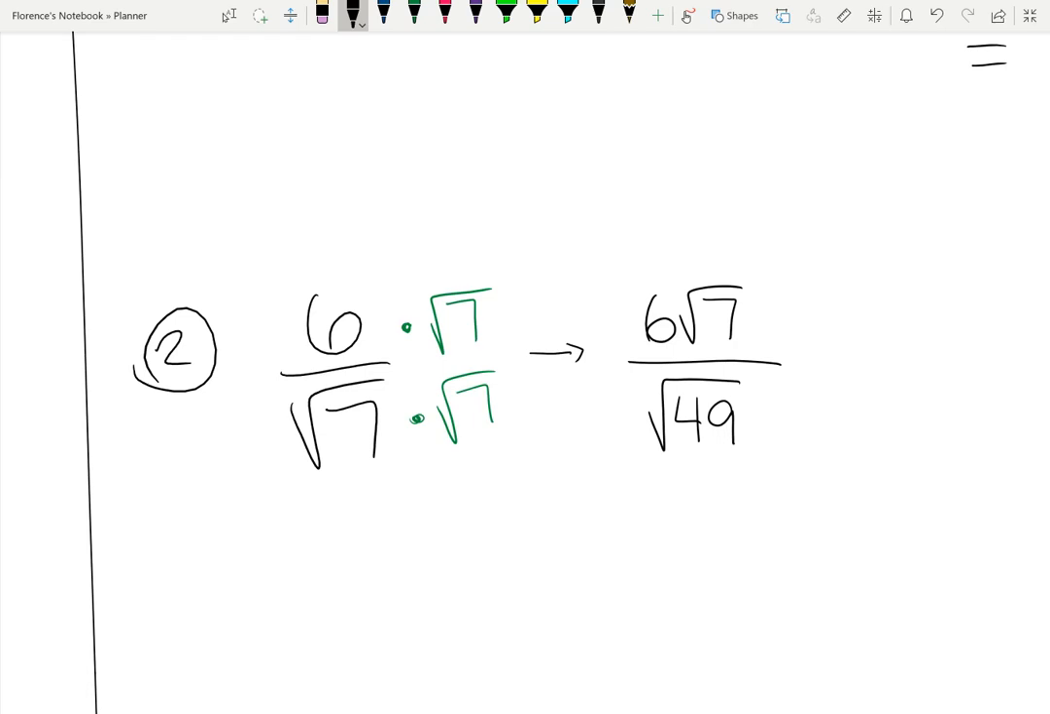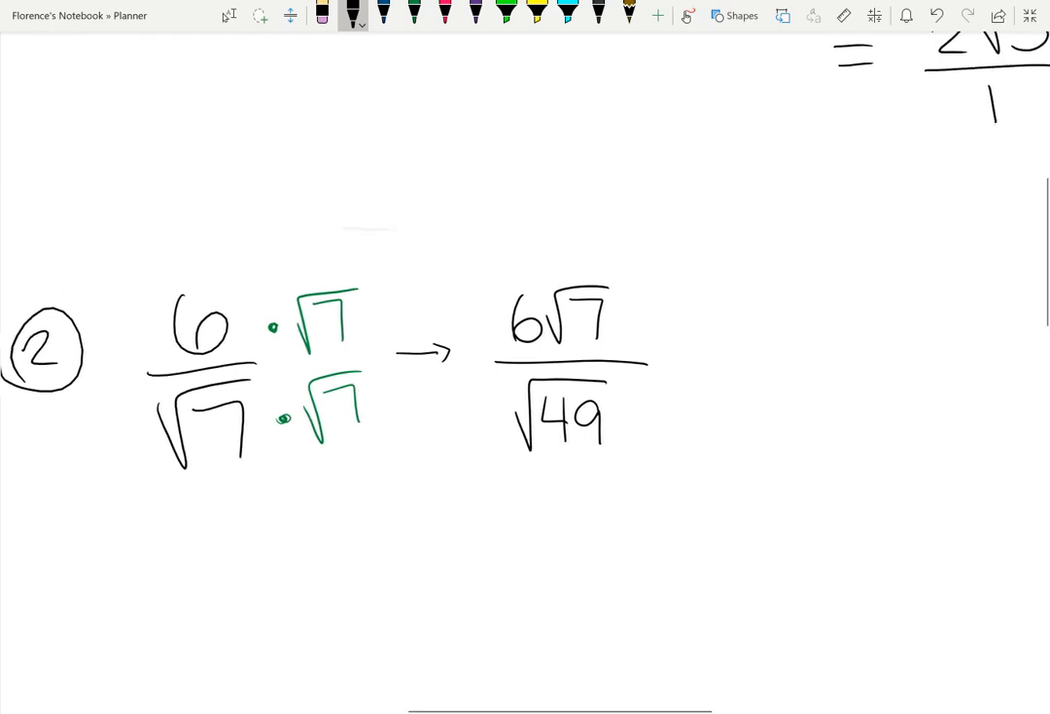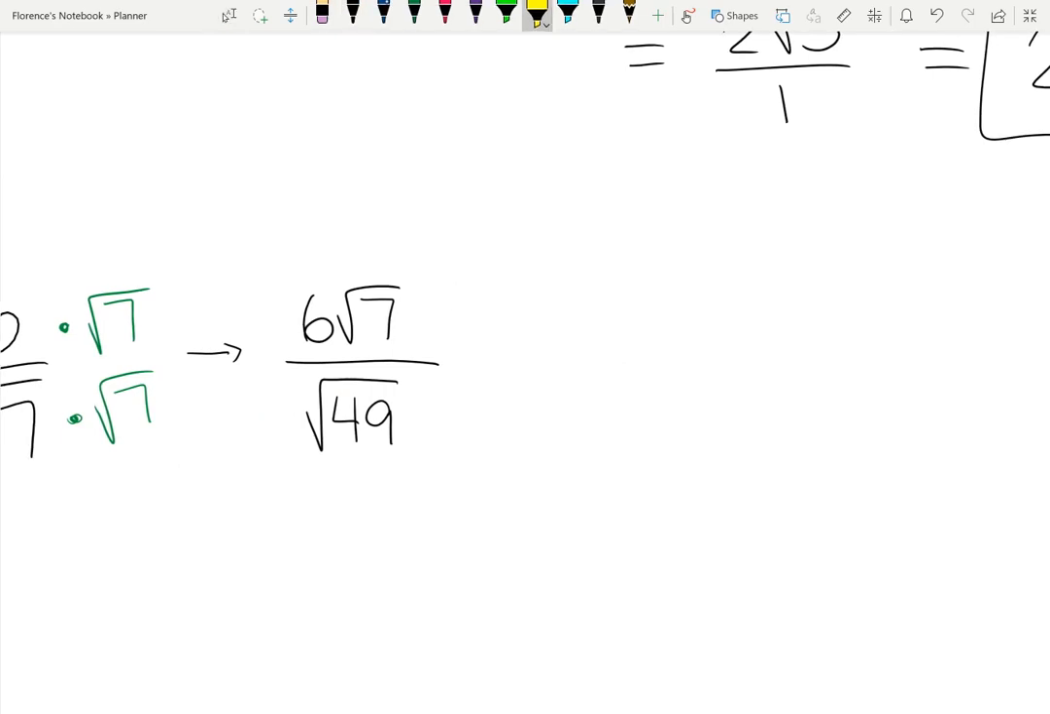Notice again how it's still inside the square root. We're just multiplying 7 times 7. Now that I have that, square root of 49 is a perfect square. I can simplify that. Square root of 49 is a 7. Notice how it is outside of the square root.